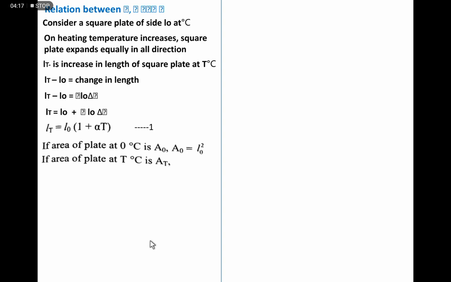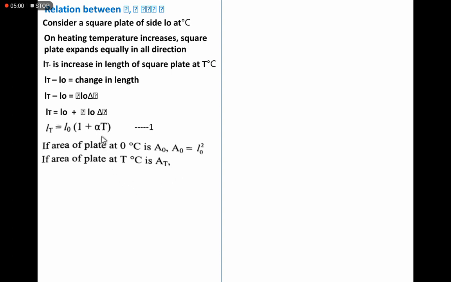Now we know that the plate is expanded in all directions, so definitely there is an increase in length, and you can determine the change in length. Here we have to consider the area of the plate. At 0 degrees Celsius the original area is A naught, but the plate is a square plate, therefore the square of the length is the area of the plate. The original length squared gives us the original area. After heating, the temperature increases, it expands at T degrees Celsius, and the area becomes AT. Definitely AT is equal to LT square.